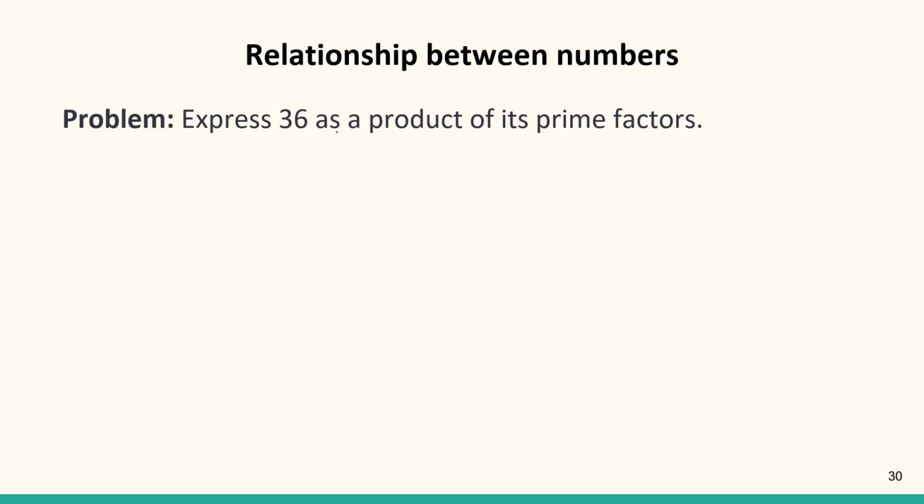Express 36 as a product of its prime factors. So the number we are given is 36. First we need to check for its factors. For its factors, what we know is it is divisible by 1, 2, 3, 6, and then 9, and then I guess 12 and 18. Then what we are left with is 36 itself. So these are the factors.